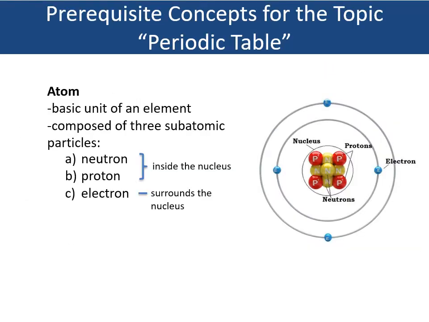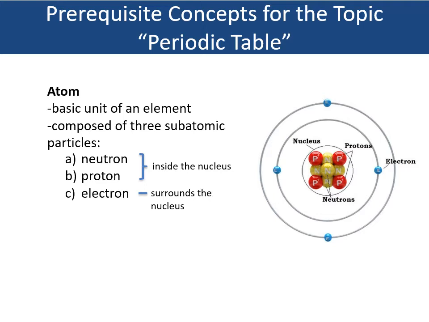Now, we have here atoms. Ano nga ba ang ibig sabihin ng atoms? Atoms are the basic unit of elements. Tama. And it is composed of 3 subatomic particles. Ano nga ba yung una nating subatomic particles? Ito yung tinatawag nating neutron. Pangalawa is protons. At pangatlo is electrons.